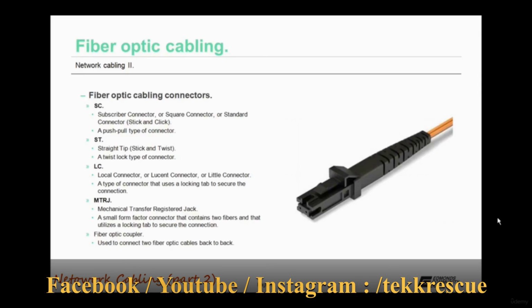Similar to the LC is the MT-RJ, the Mechanical Transfer Registered Jack. It's a small form factor connector that contains 2 fibers and that also utilizes a locking tab to secure the connection. You might also find a fiber optic coupler. Guess what it does? It's used to connect 2 fiber optic cables back to back.